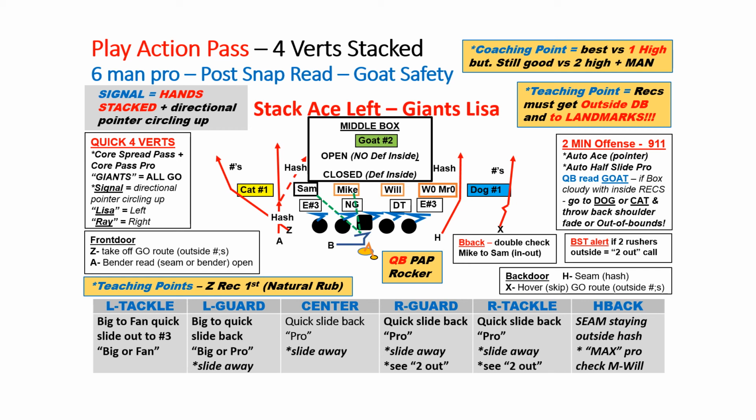What we like to do here is do what we call a hover go. On the 3rd step, he's just going to do like a skip, trying to give a double move type action to the corner, so he'll squat and then take off. The other reason we do that is we're going to look in the middle first for the A and the H, and X is kind of our check down, so we don't make this throw too far downfield for timing purposes.